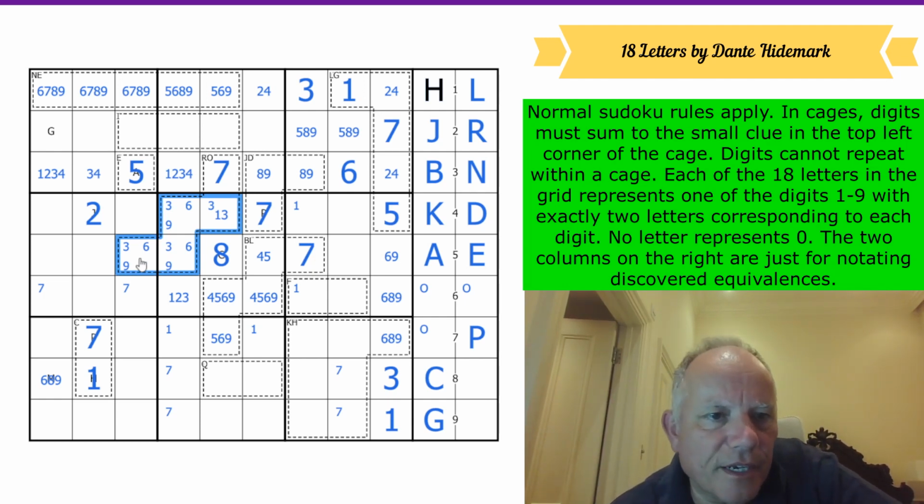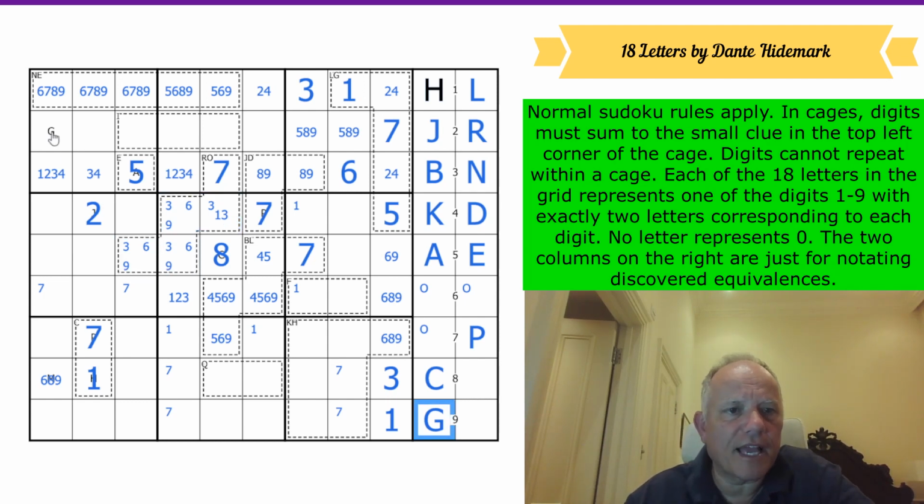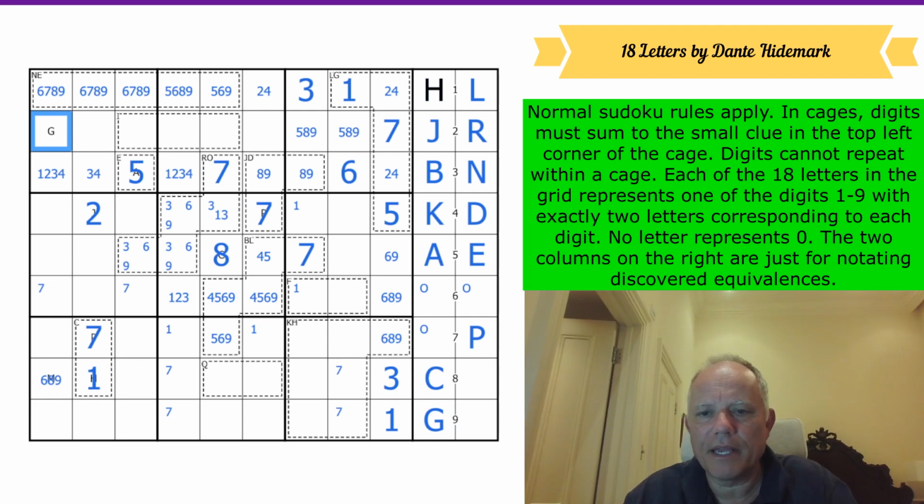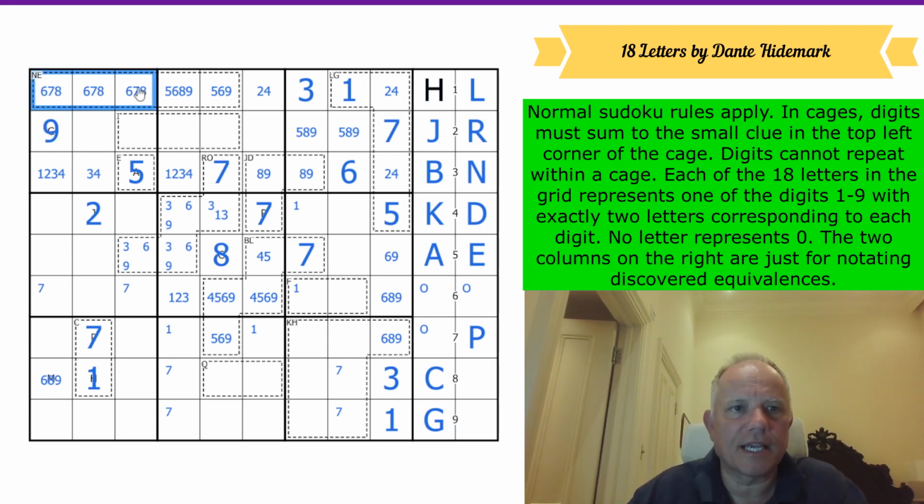Oh, so frustrating. Oh, G. G is 9. I got that ages ago and I haven't written the 9 in up here. Honestly, pay attention. That's actually very helpful. That's an 8, 7, 6 triple. So this is a 5, 9 pair. That means this is 8. That means this is 9.